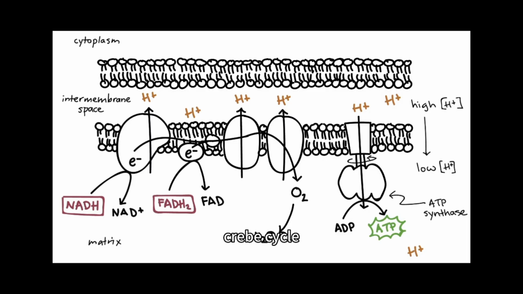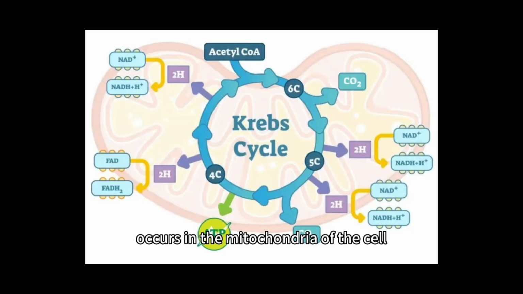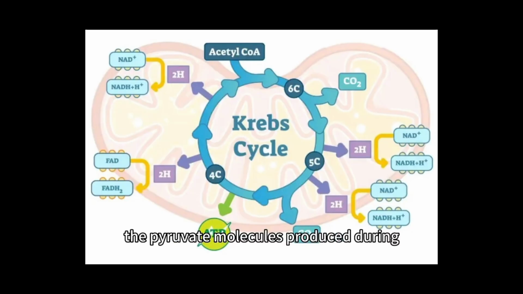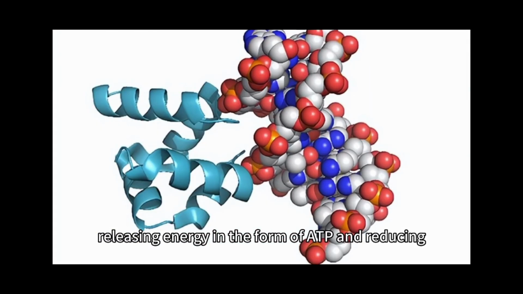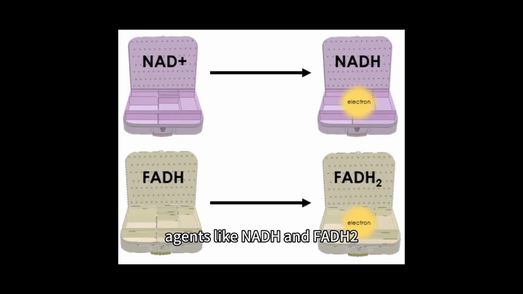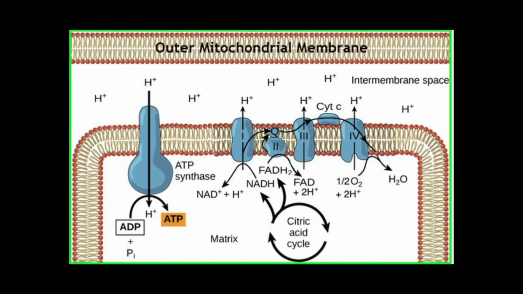Krebs cycle. The Krebs cycle is the second stage of aerobic respiration and occurs in the mitochondria of the cell. During this stage, the pyruvate molecules produced during glycolysis are further broken down into carbon dioxide, releasing energy in the form of ATP and reducing agents like NADH and FADH2. These reducing agents are used in the electron transport chain to produce more ATP.